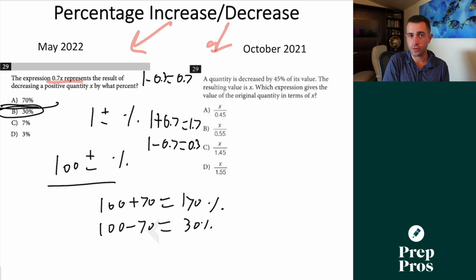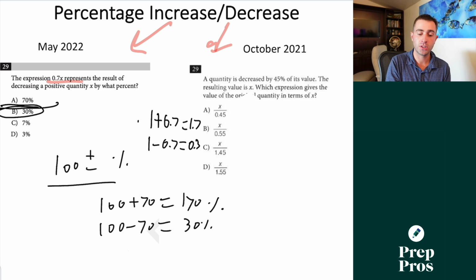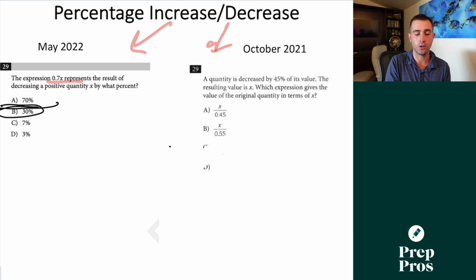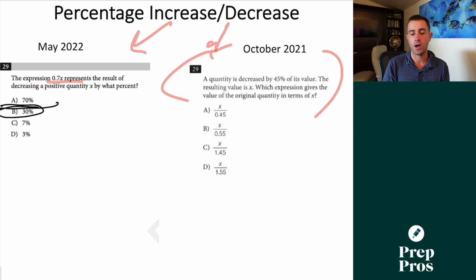Now, the other variety that really trips up a lot of students is what we can think of as percent reversal questions. We're still going to be using the same 1 plus or minus concept, but we're adding a little bit of something extra into it. And this gives us a great example of this. A quantity is decreased by 45% of its value.